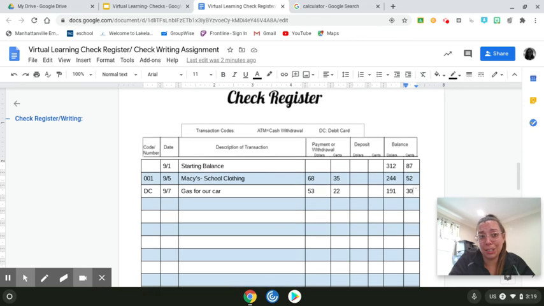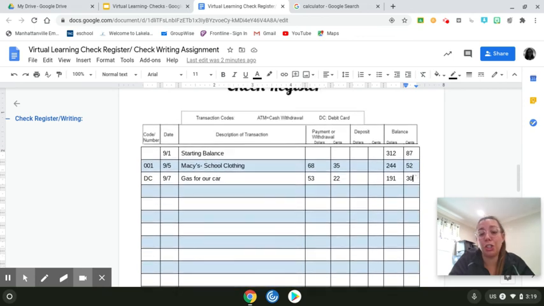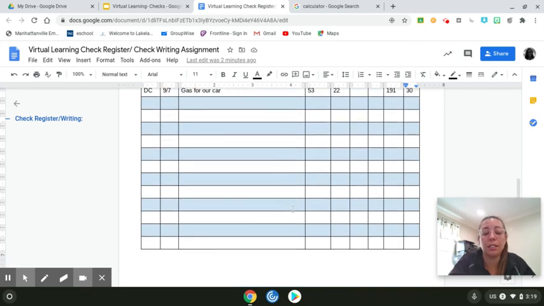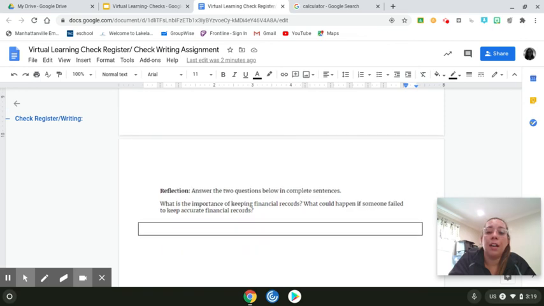All of these questions are just addition and subtraction. It should not be too difficult, but you do need to have close attention to detail so we get everything correct. When you're done with that, you're going to answer this question right over here and just type in the box. So this is just your reflection question. What is the importance of keeping financial records? And what could happen if you failed to keep accurate records? Why is it so important to have that careful attention to detail, especially with documents like this?